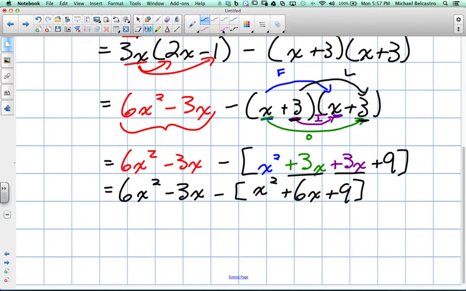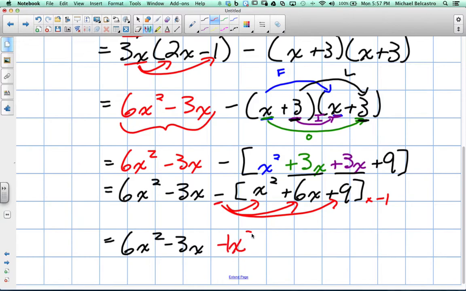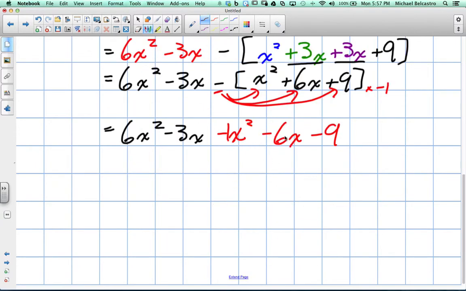Now here's the trick. Because there's a negative at the front of this, you actually have to distribute the negative to everything. So think of it like we're multiplying all those terms by negative 1. So, again, this stays the same, 6x squared minus 3x. And I'll write this in red. Negative 1 times x squared would give us negative 1x squared. Negative 1 times positive 6 would give us negative 6x. And negative 1 times positive 9 would give us negative 9. So now all my brackets are gone.